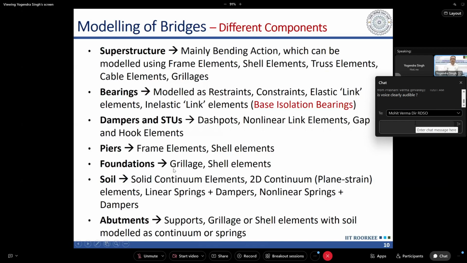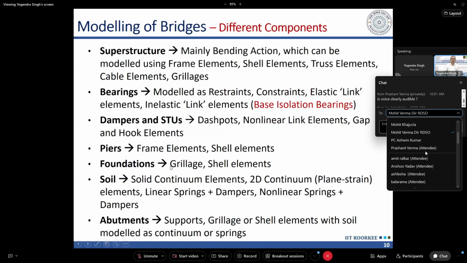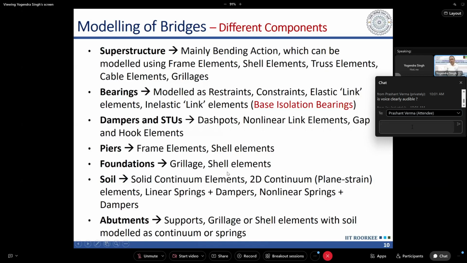Then the foundation on which the bridge is resting is important. We model the foundations as a grillage. For example, if it is an open foundation, we can model it using a grillage or using shell elements also. Similarly, if it is a pile cap, where we are using a pile group as the foundation, piles we can model as frame elements, and the pile cap we can model as shell elements.